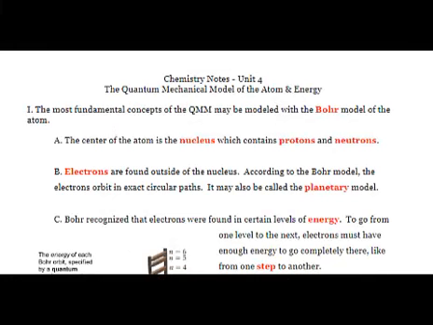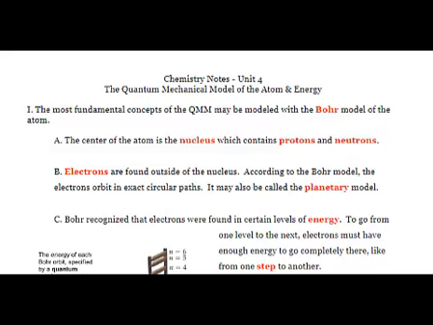So hopefully you realize that the most fundamental concepts of the quantum mechanical model may be modeled with the Bohr model of the atom. That's the one that came right before it. Remember that A, the center of the atom, is the nucleus, which contains the protons and the neutrons. B, electrons are found outside of the nucleus. According to the Bohr model, the electrons orbit in exact circular paths. Remember, Bohr was also called the planetary model because he said electrons are going around the nucleus just like the planets go around the sun.